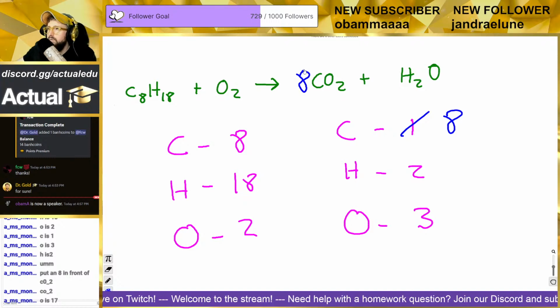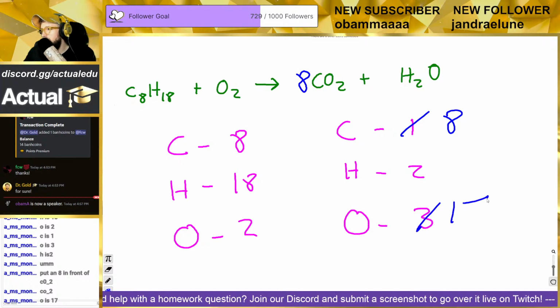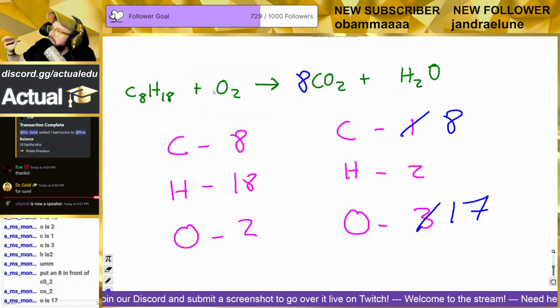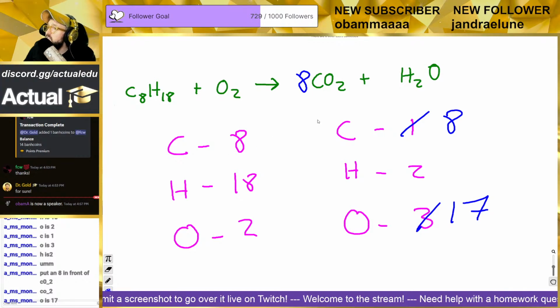Oxygen is 17. Good. You got 8 times 2, 16, plus 1 over here. So now I got 17. Remember that the oxygen is by itself over here, so let's balance that last. I'm not even going to try to balance this yet. Let's balance the other thing. Let's balance the hydrogens. How do I balance the hydrogens?